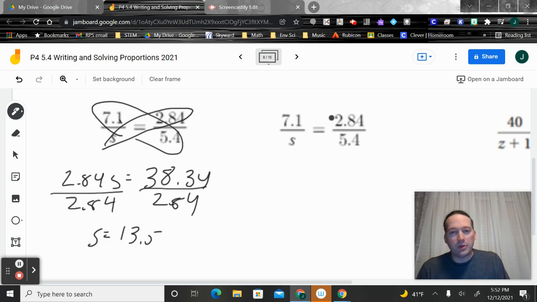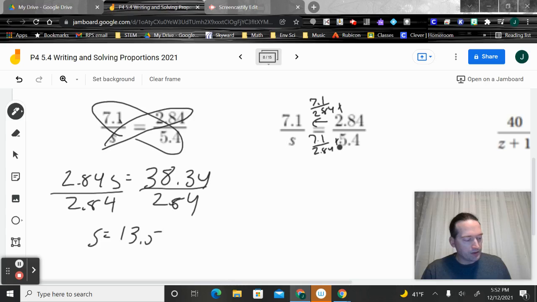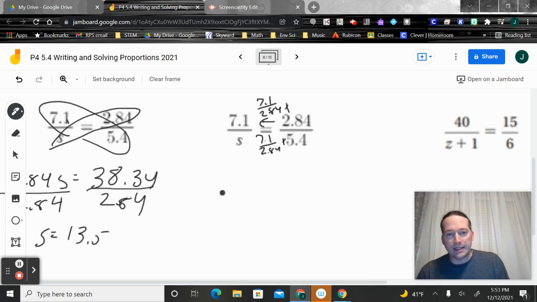If I come up here, now I'm going to the left. Doesn't make a big deal. Doesn't matter if you're going to the left or the right. You're doing the same thing. How do I get to 7.1 from 2.84? Well, I multiply by 7.1 divided by 2.84. So I need to do that here. So let's divide that, 7.1 divided by 2.84. And now multiply that by 5.4. And I come out to be 13.5. And you get the same exact answer. It's just a little bit less work.